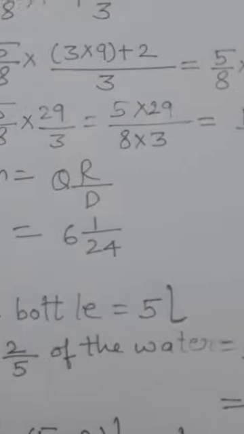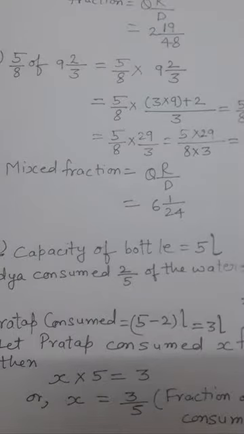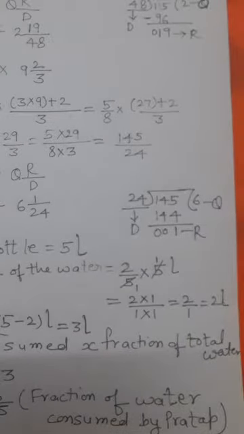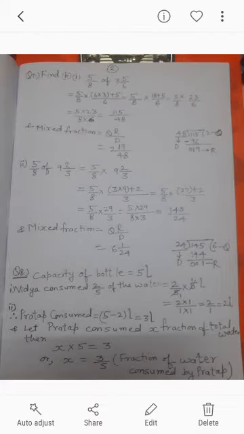We'll convert it into a mixed fraction. Mixed fraction is Q R by D. In place of Q we'll write down 6 as we have got quotient 6. In place of remainder we'll write down 1 and the divisor or denominator will remain the same, that is 24 in this case. Now after this we are coming on question number 8.